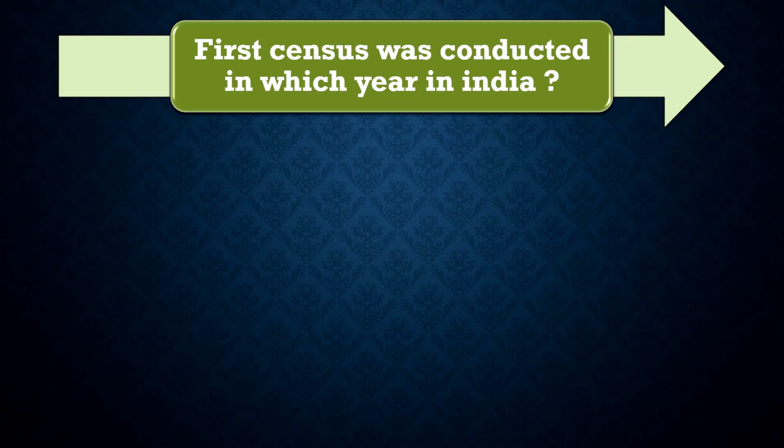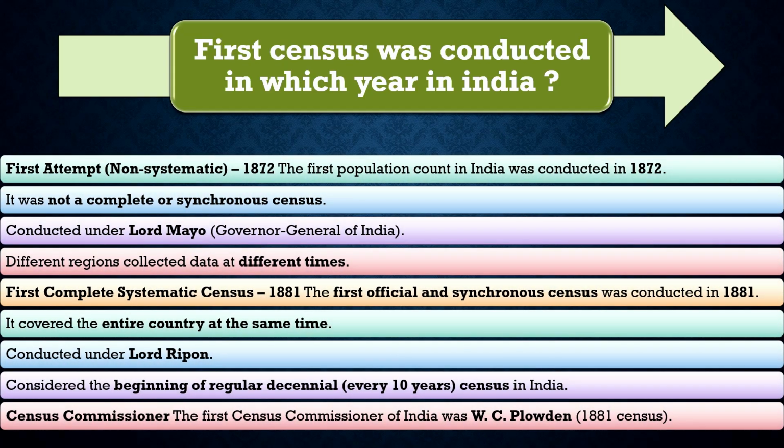First census was conducted in which year in India? So we're gonna start from here, and first attempt, that's non-systematic, as we all know that, okay? Year 1872. 1872 is that first attempt.